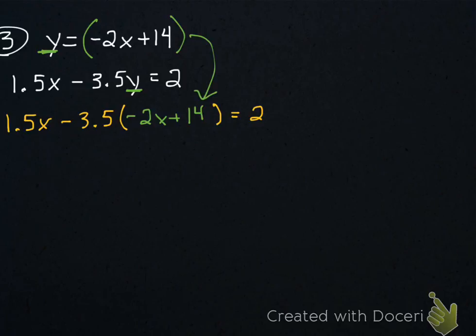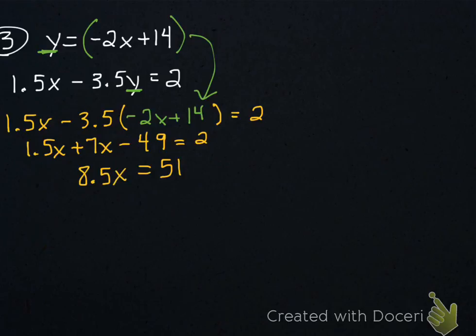Okay? Now we can actually distribute. I know they're decimals, but that's okay. We've got a calculator. We can plug them in. So I got 1.5x. This ends up being plus 7x. Distribute to the 14, I get minus 49 equals 2. Now we're going to combine some like terms and move that negative 49 over. So I know 49 plus 2 is 51. That's the easy part. 1.5 plus 7 is 8.5.